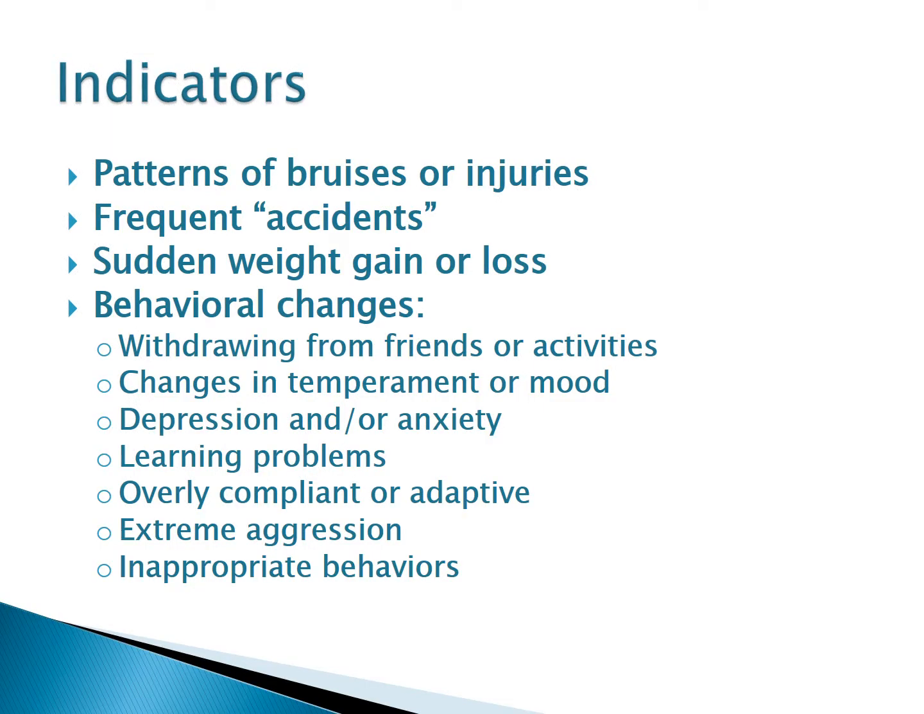Indicators are like red flags that something may be wrong. However, it is important not to jump to conclusions over an isolated incident. Use observations as an opportunity to explore if someone is okay or needs help of any kind. Some indicators of abuse are patterns of bruises or injuries, frequent accidents, sudden weight gain or loss, and behavioral changes. Also, inappropriate behaviors such as stealing, running away, truancy, or acting out in school.